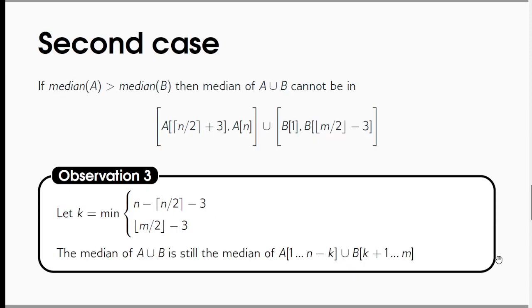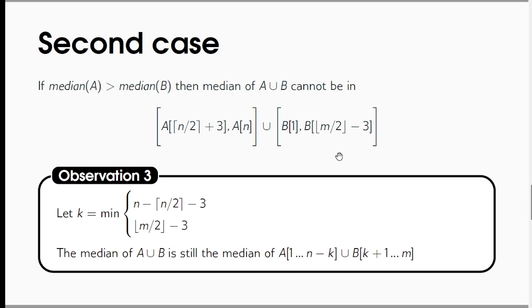Now, I said we can throw away these elements, but the arrays may have different sizes. So you need to look into these two intervals and look at which interval contains more elements. Let k be the minimum, the smaller of the size of this interval and the size of this interval.